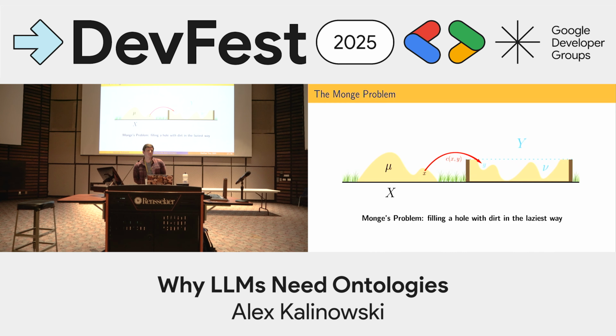So one of the ways that we can start to do this alignment actually came from the 17th century. The French mathematician Monge posed this question: how do we take a pile of dirt and fill in a hole in the laziest way possible? And that's really what we want to do. We want to take these two things that are different and align them in the cheapest way.